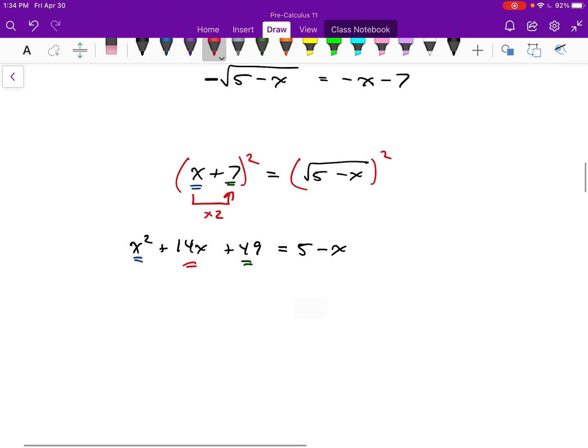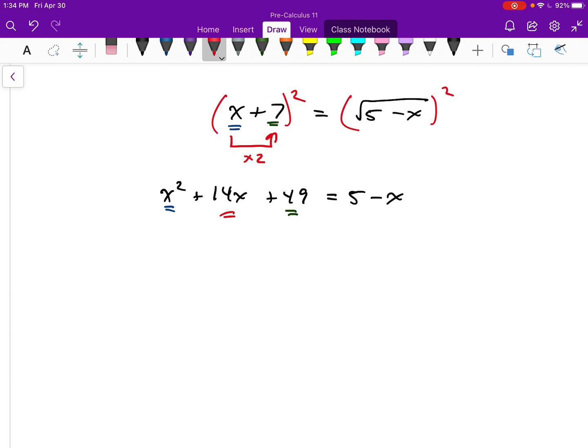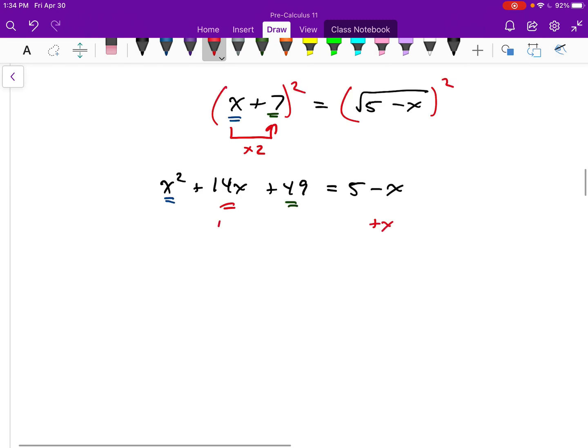So with that said, now this is coming together fairly nicely. I notice I have an x squared term and I have an x term. And we saw this before in the previous unit as well. This is what we call the makings of a quadratic equation. So let me add x to both sides, and let me subtract 5 from both sides, so I have a 0 on the right-hand side. And I have x squared plus 15x plus 44.